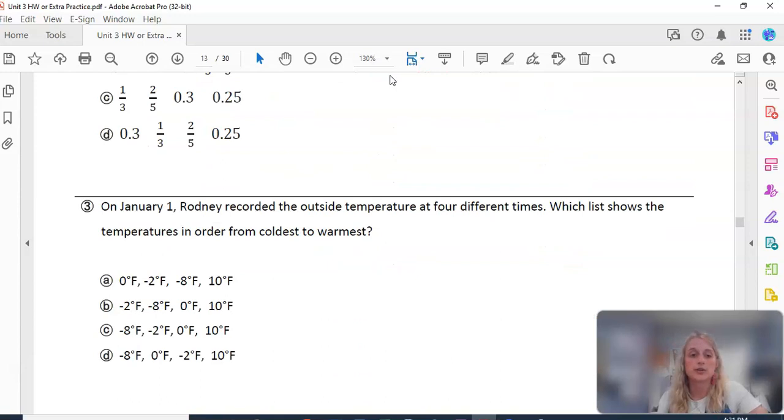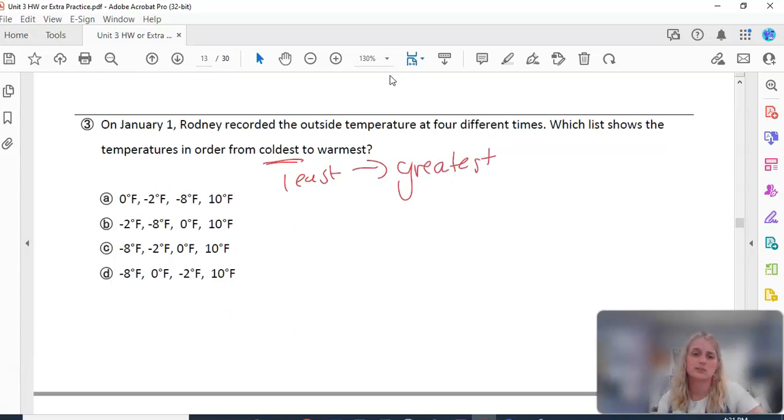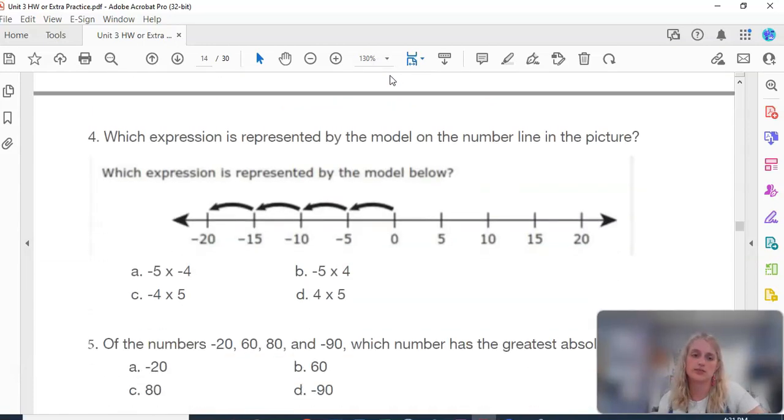On January 1st, Rodney recorded the outside temperature at 4 different times. Which list shows the temperatures in order from coldest, which is the least, to warmest, the greatest? Oh, these are just integers. You can do that. Most negative to most positive.